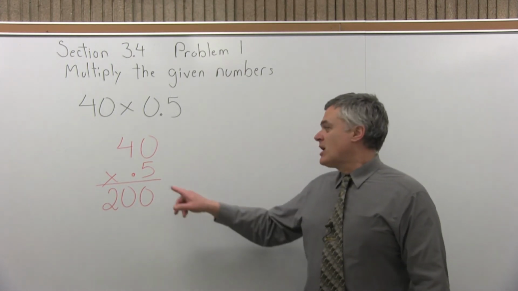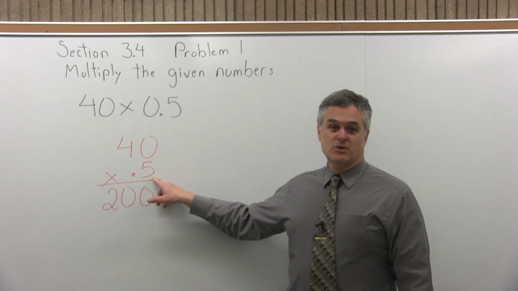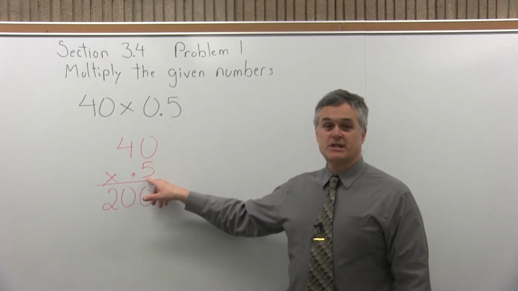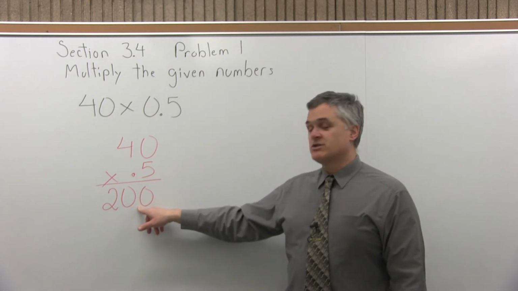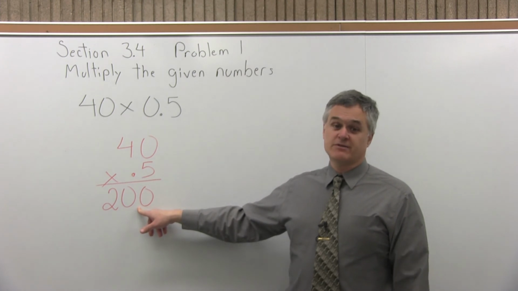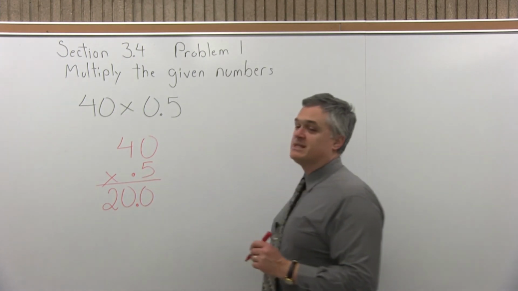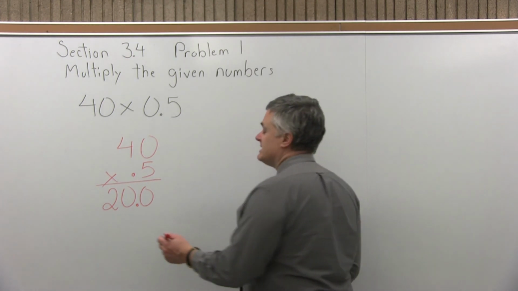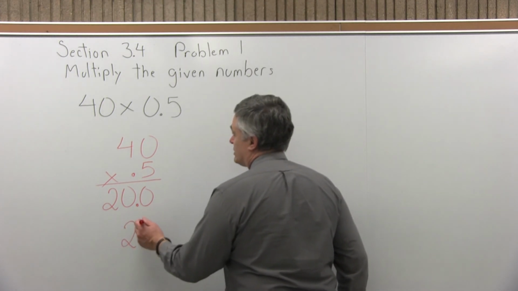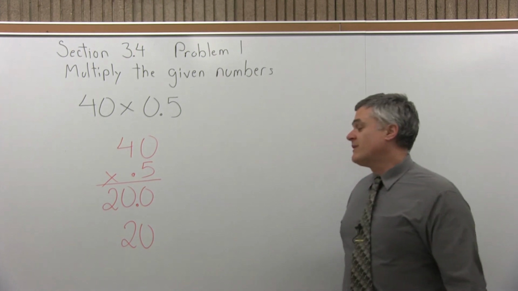Now look in the problem and see how many places after the decimal you have. As I look in the problem, there's only one place after the decimal. So in your answer, you must have the same number of places after the decimal, 1. So I move in one spot. It's 20.0, which you can just as easily say 20. So 40 times 0.5 is 20.